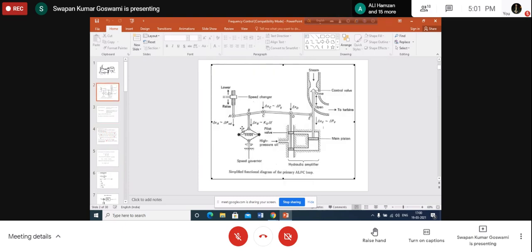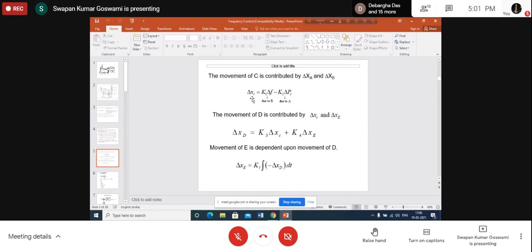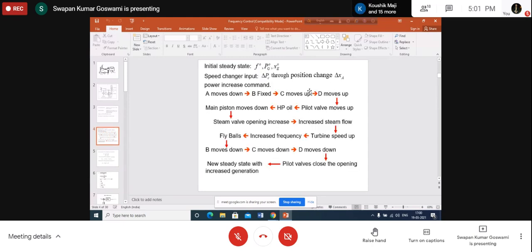Now, here any downward movement we shall consider to be positive. That means downward movement of A will make a positive change in the position of A. Then downward movement of B, downward movement of D, any downward movement will be considered a positive displacement. Now, how can you change the position of C? The movement of C is contributed by delta XA and delta XB. But how is it being contributed?